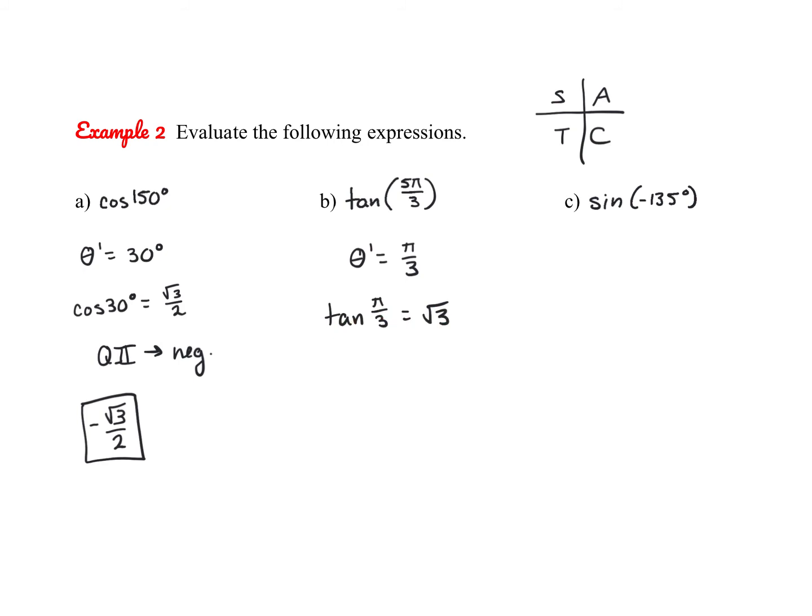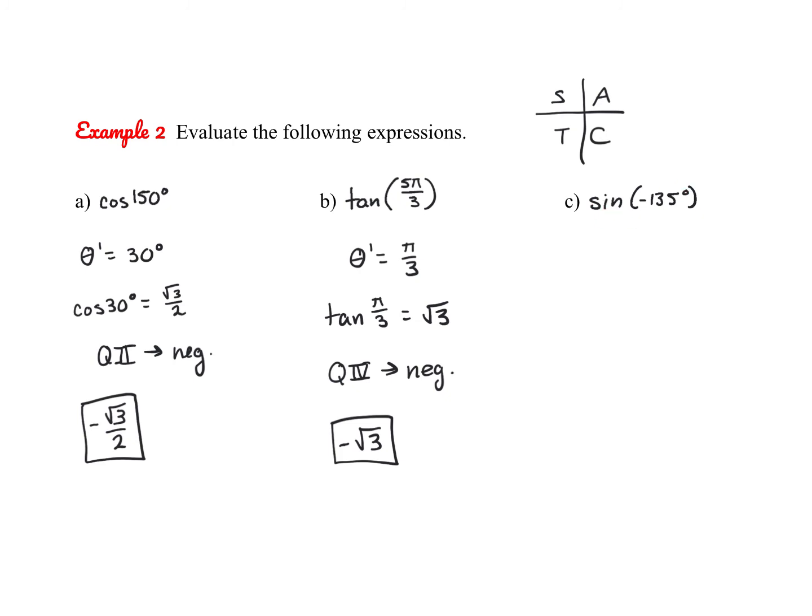So now we just need to look at our angle and determine what quadrant this is in. So 5 pi over 3 is over here in quadrant 4. And we know in quadrant 4, only cosine and its reciprocal function are positive, so tangent will be negative, so our answer is negative root 3. So that's the value of this expression.